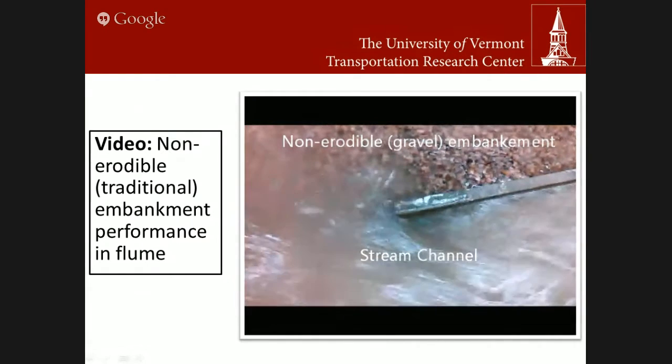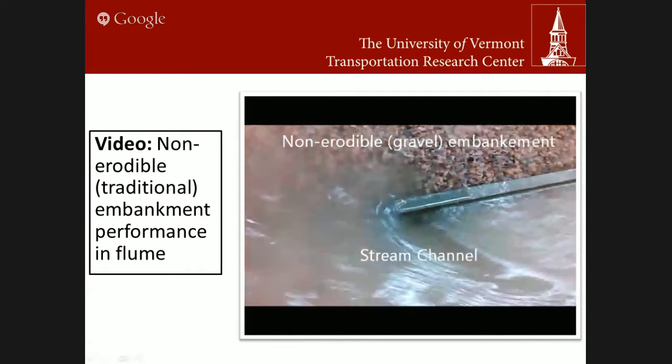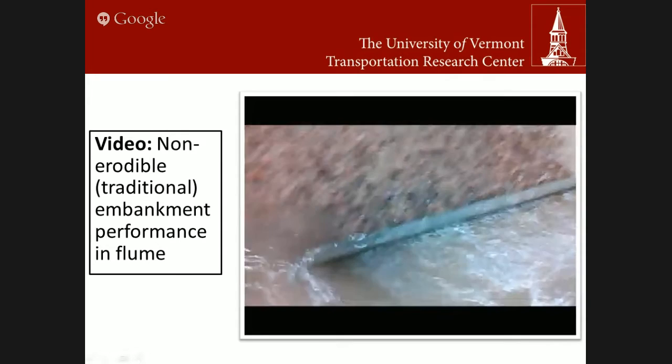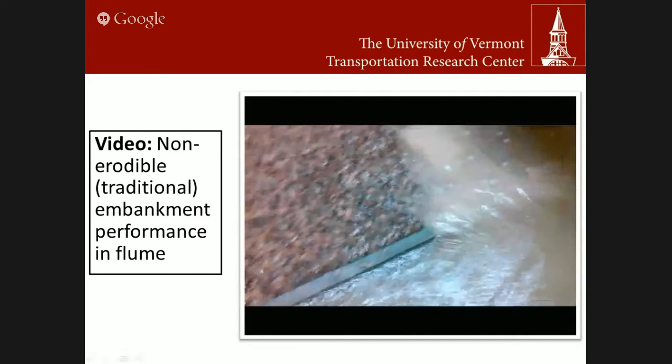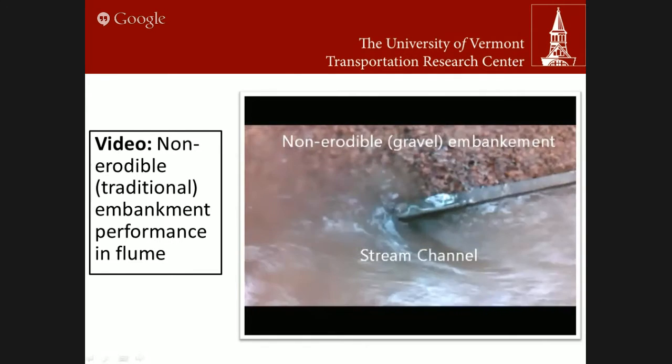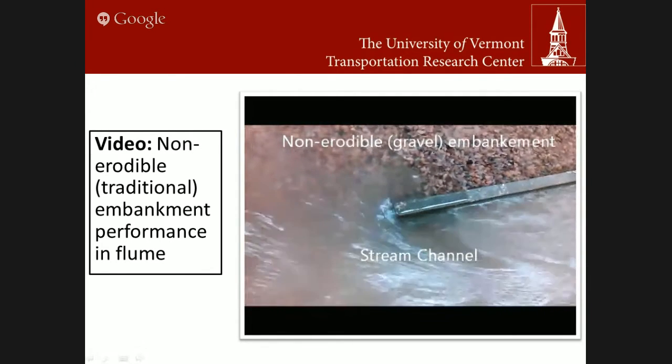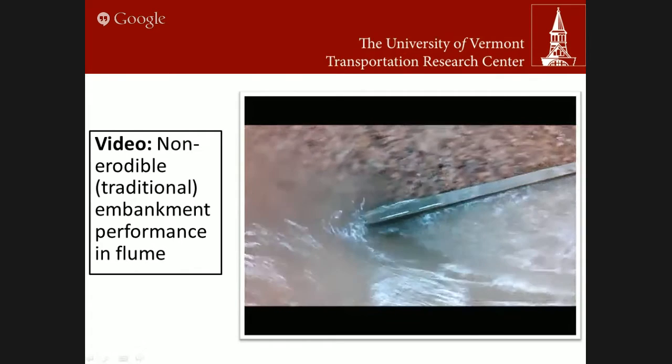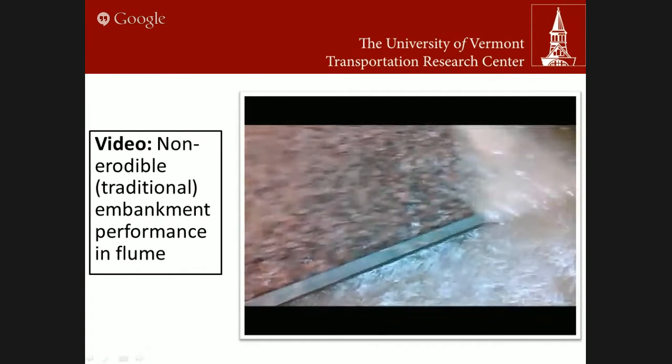And so I then ran the simulation with the flume. Just as you would expect, I simulated a 100-year storm through the flume. And sure enough, the gravel embankment did not erode away. It performed just like many embankments do today.